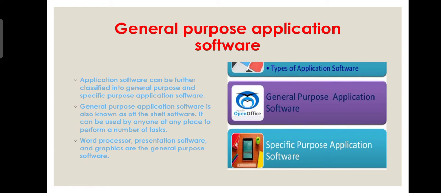Now let's move. General purpose application software is also known as off the shelf software. It can be used by anyone at any place to perform a number of tasks. So that is the meaning. General purpose software can do many tasks at the same time. Word processors, presentation software, and graphics are general software.